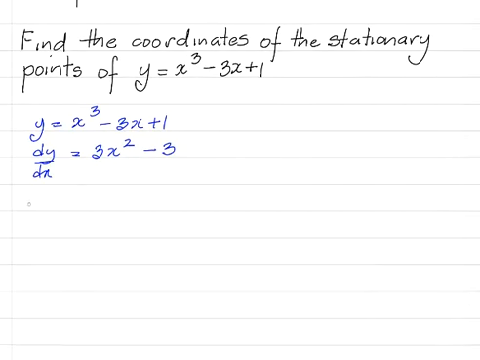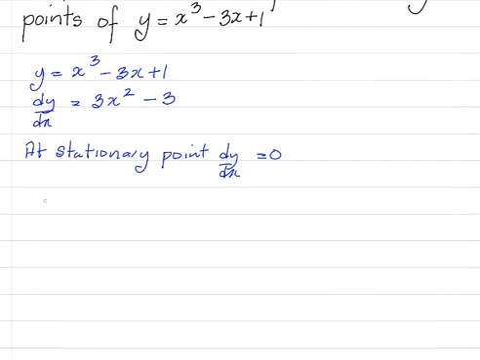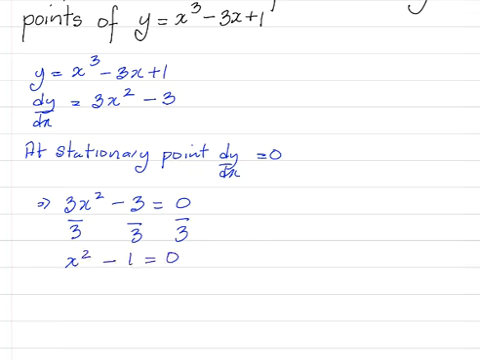Now at stationary point, dy by dx is equal to 0. So therefore 3x squared minus 3 is equal to 0. Divide the entire equation by 3. I'm going to get x squared minus 1 is equal to 0.